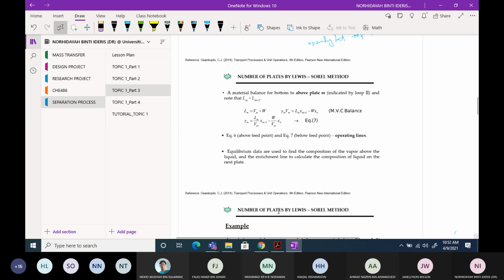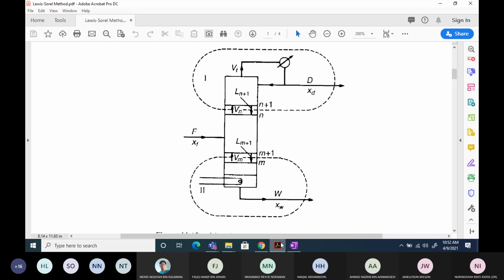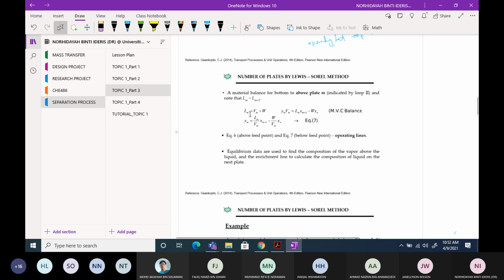Is that right? Wait a moment. Lm plus 1 is equal to Vm plus W. So Lm, okay, that's right. Alright. Okay, so Lm is equal to Vm plus W. Okay, so you know that Lm is equal to Lm plus 1. Alright, so you just multiply with the component balance and rearrange, and then you get equation 7. Okay, Vm Ym is equal to Lm Xm plus 1 minus W Xw. Okay, so now you have two equations, two operating lines.